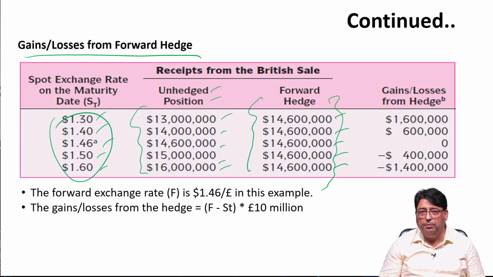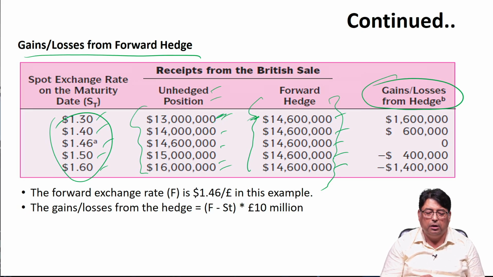So, it means the firm knows well in advance that after the forward contract how much amount it is going to receive anyhow. So, gains and losses from forward hedge is calculated by comparing forward hedge with the spot market. So, here you see the gains and losses from hedges, here it is positive. So, there is a profit to the firm.